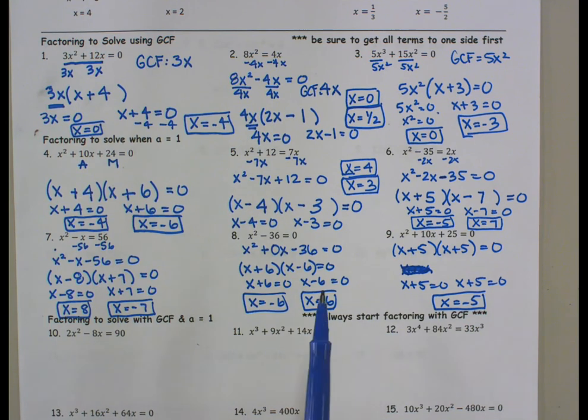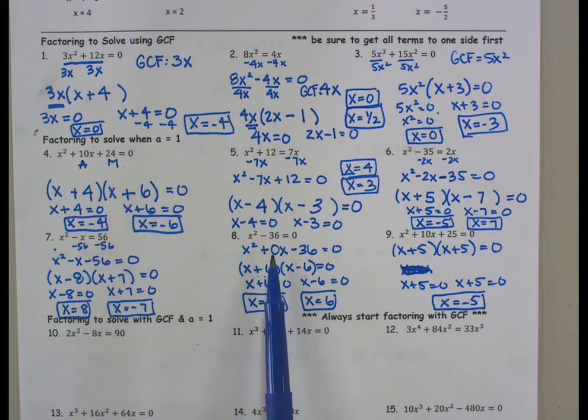So then for number 8, when I factored, I needed something that multiplied to give me negative 36 and added to give me 0. So remember, to get a negative 36, that means one term needed to be positive and one term needed to be negative. So 6 times negative 6 gives me negative 36, and then 6 plus negative 6 would give me 0. So I get that x plus 6 equals 0, x minus 6 equals 0. So my answers are 6 and negative 6, or plus or minus 6.